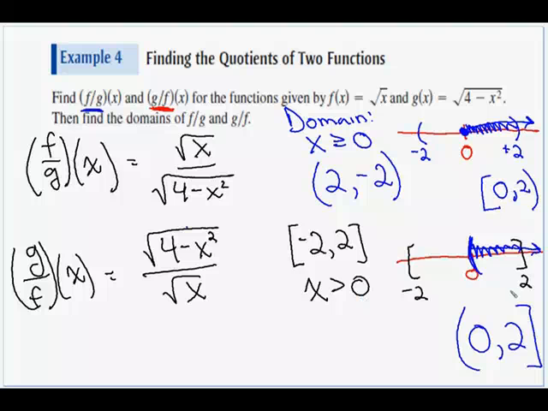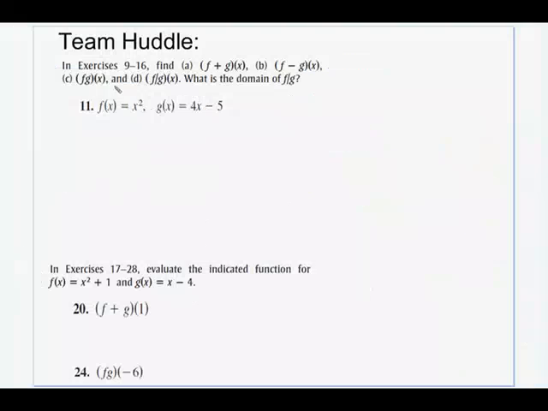Got to be extra careful figuring out these domains, especially with these, and in the next video when we do the composite functions. The domains take a little thinking. So here's some practice problems.